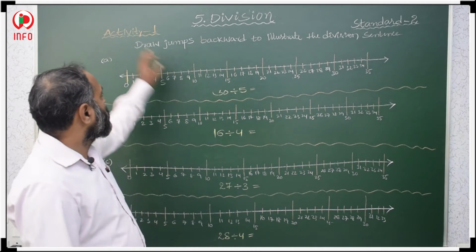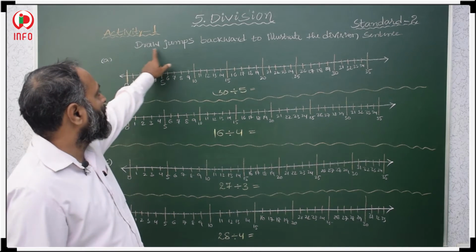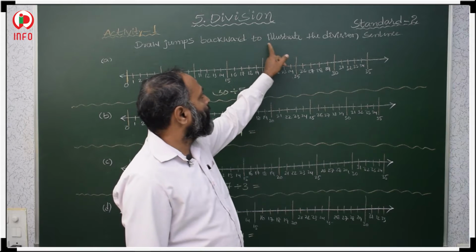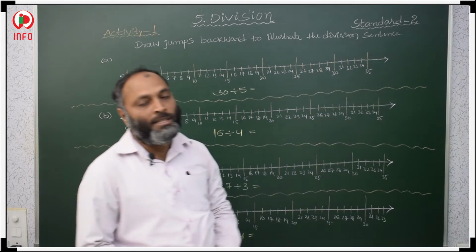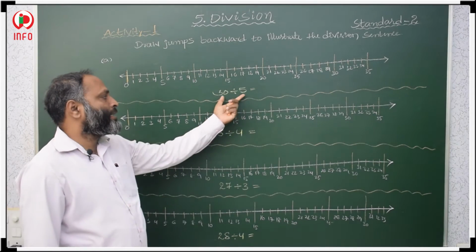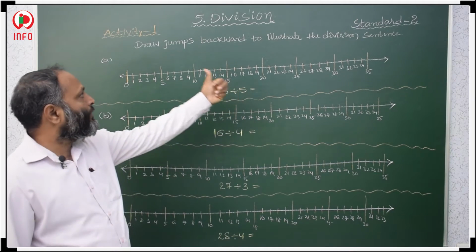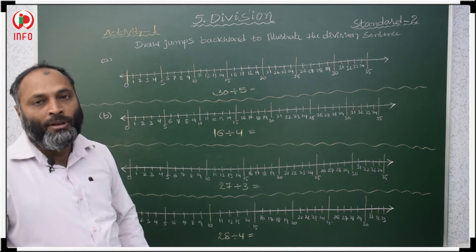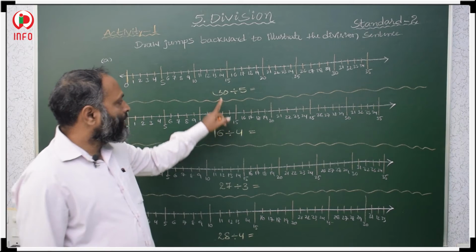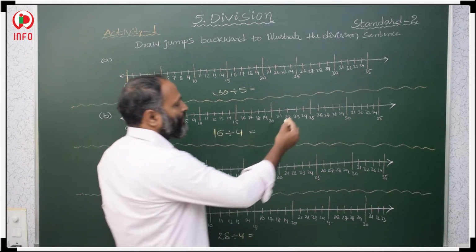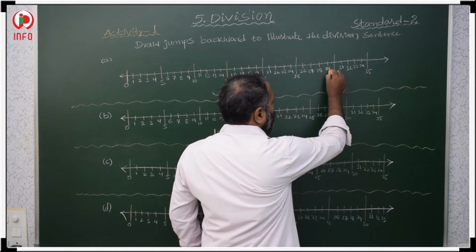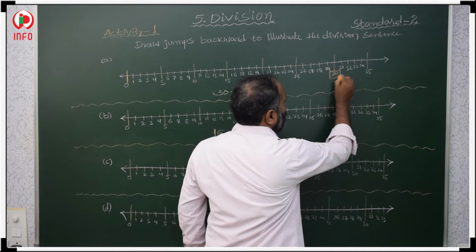See, in the activity, first draw jumps backward to illustrate the division sentence. Here the division sentence is given: 30 divided by 5. On this basis we have to jump backward. So 30 means we start from 30. So where is our 30? Here we have 30, so we start from here.